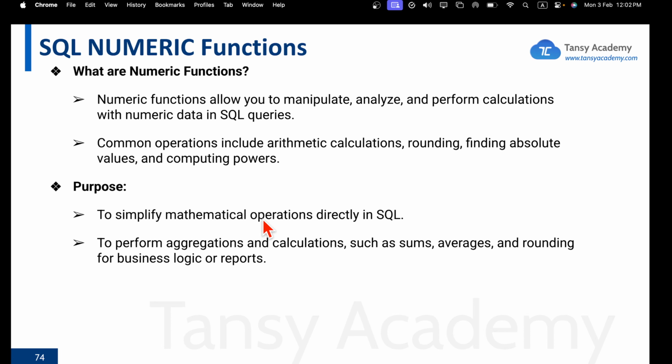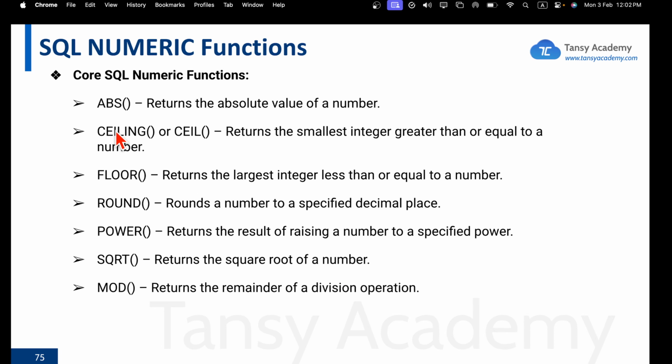Purpose: to simplify mathematical operations directly in SQL, or to perform aggregates and calculations such as sums and averages on given columns. So these are the different numeric functions available in SQL. ABS returns the absolute value of a number. CEILING, or CEIL, returns the smallest integer. FLOOR returns the largest integer. ROUND rounds a number to a specified number of decimal places.